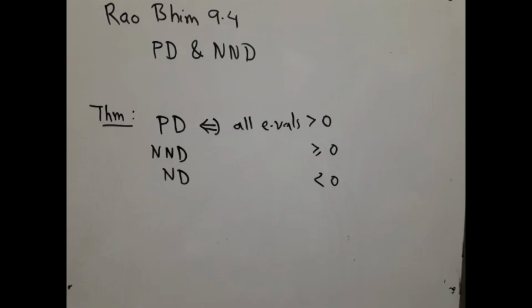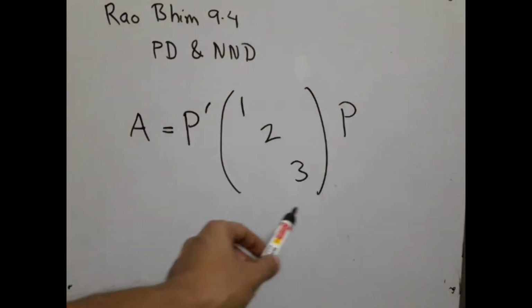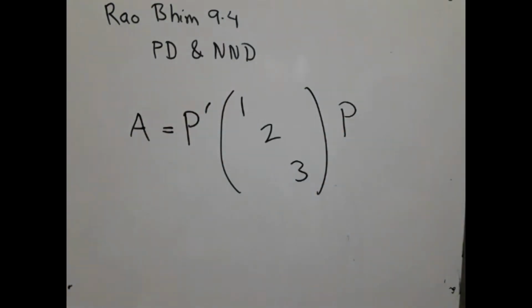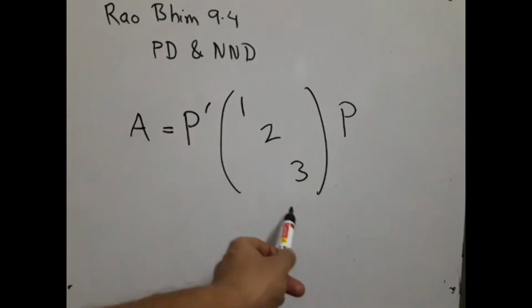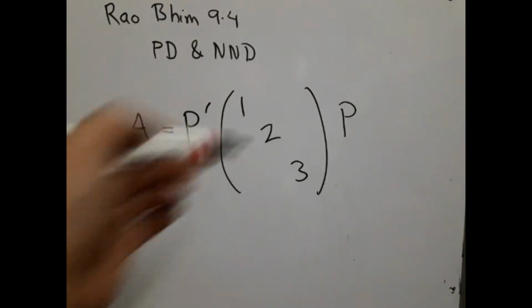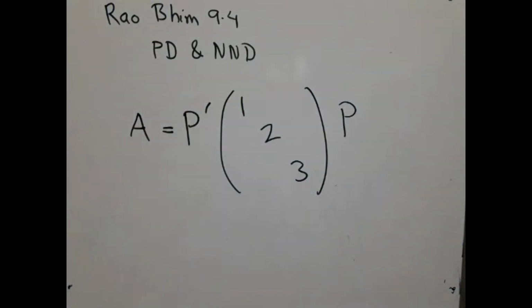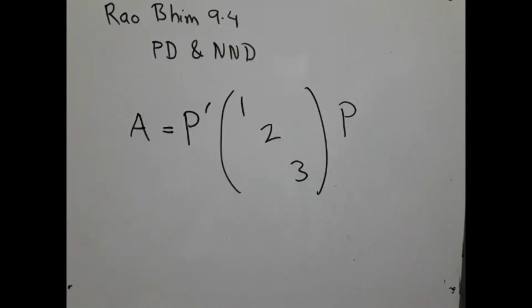Now here is another type of result based on the same idea. Suppose A happens to be this matrix, P transpose, this is my diagonal matrix, then P. Now you can easily see that this is a positive definite matrix because all these numbers are strictly positive. Remember, I am not saying these are the eigenvalues. That will be the case if P also happens to be orthogonal, but I am merely saying that P is a non-singular matrix. Then all that I can say is that if these are all strictly positive, then A must be PD.